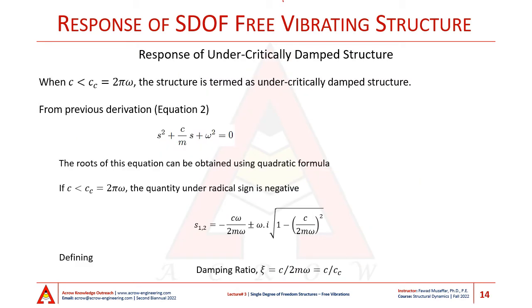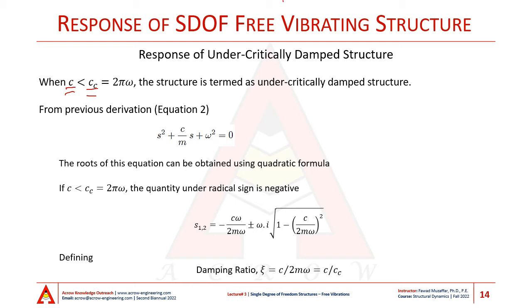Now let's consider a scenario where the terms under the radical do not disappear but are negative. That is, the damping C in the system is less than Cc. Such a structure is termed an underdamped structure. Nearly all of the systems that a structural engineer encounters are underdamped structures.